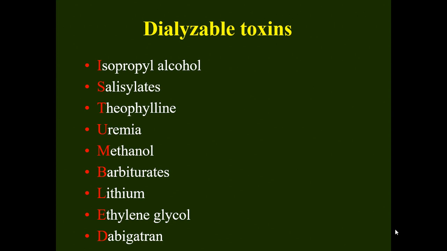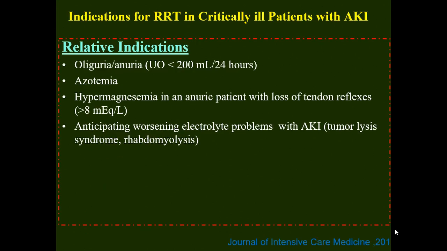So after the absolute indications, there are some relative indications where you will have to take a decision whether to dialyze or not dialyze these patients. So this is oliguria, anuria, azotemia. There is no defined limit of azotemia as to when you should dialyze. So you will have to take a clinical call.